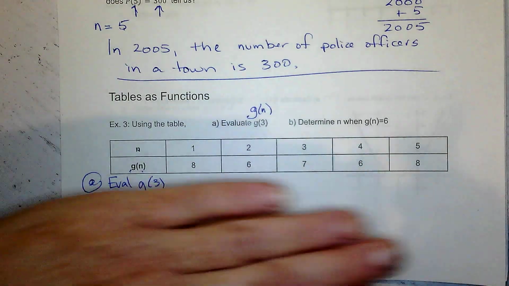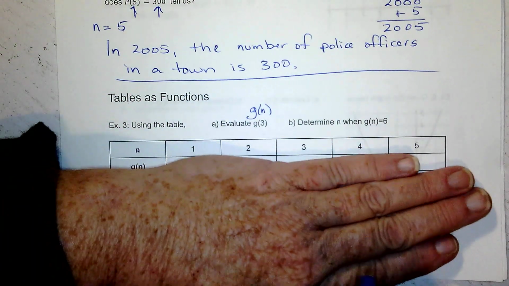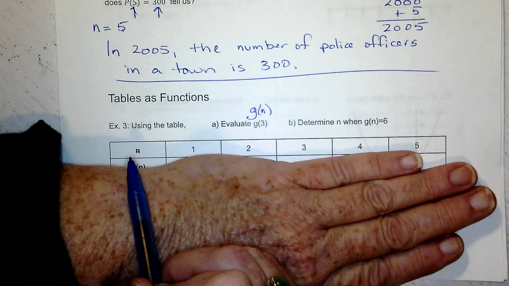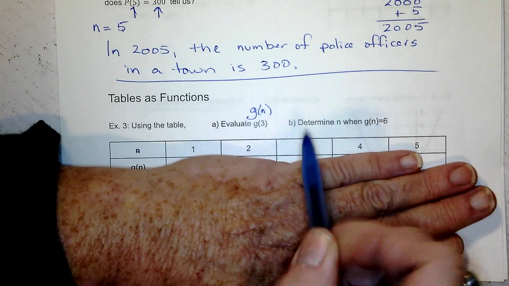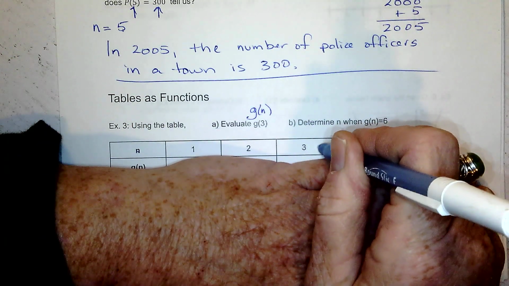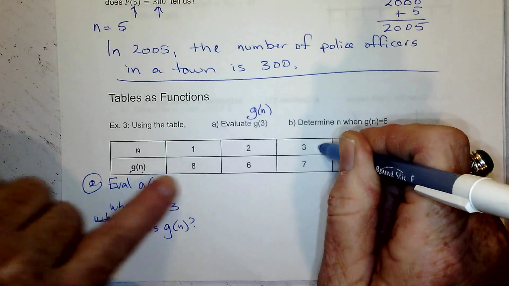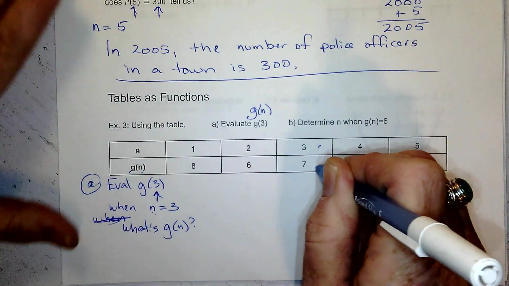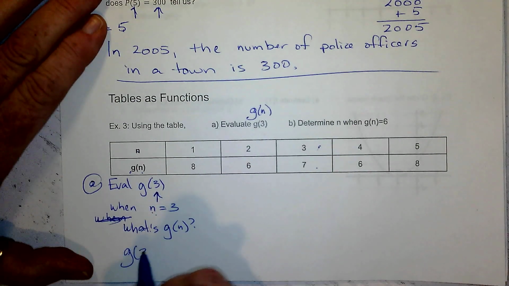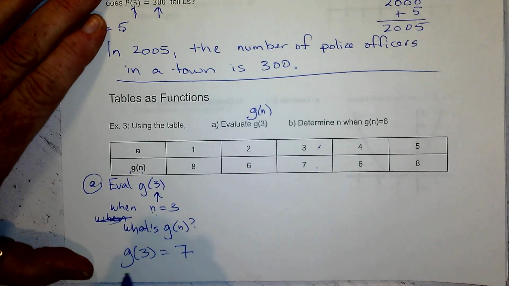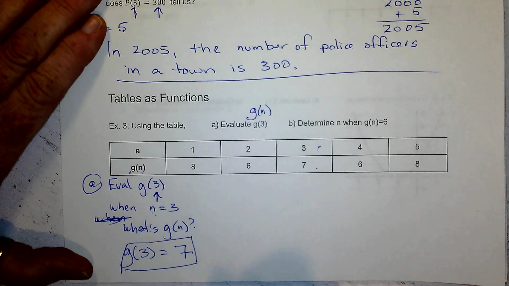Well, let's look at that. I'm going to cover up the G of n portion and just look at n. Find where n is 3, right here. Here is where n is 3. So now we need to say, okay, what is the function when n is 3? It is 7. So G of 3 is equal to 7. That is the answer for that one.